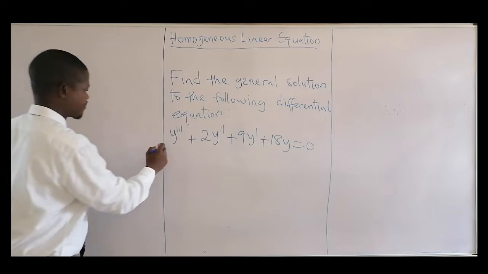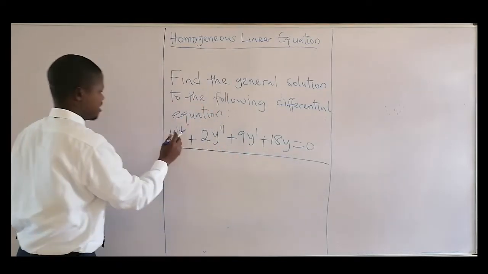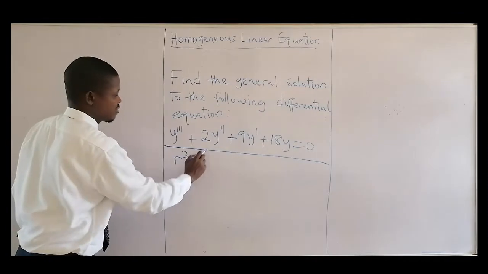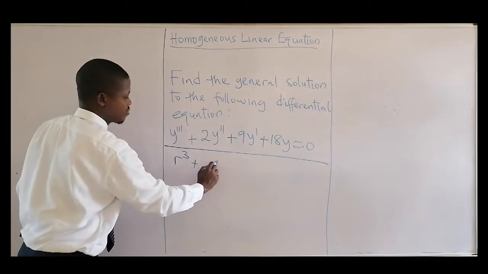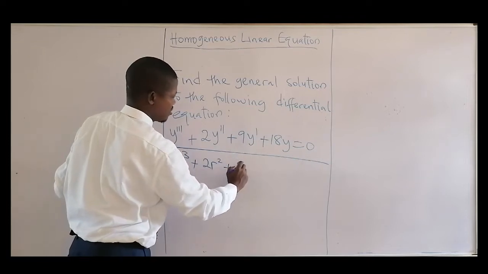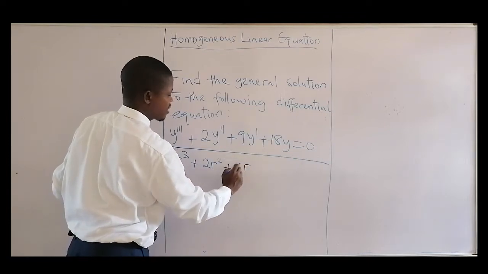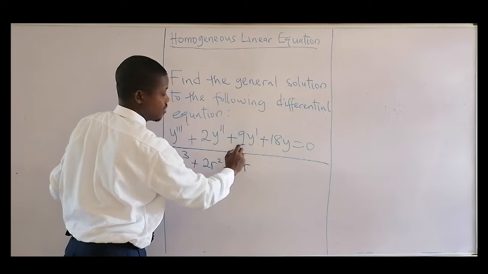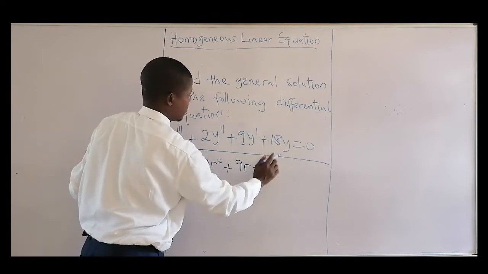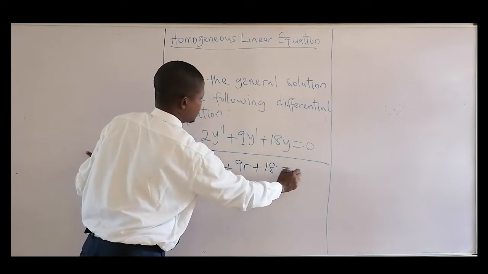So in this case, the third differential will be equal to r cubed. The second differential will be r squared, put the coefficient there. The first differential will be r, put the coefficient there. The one that has no differential is just a constant, just write that value there, plus 18, that's equal to 0.